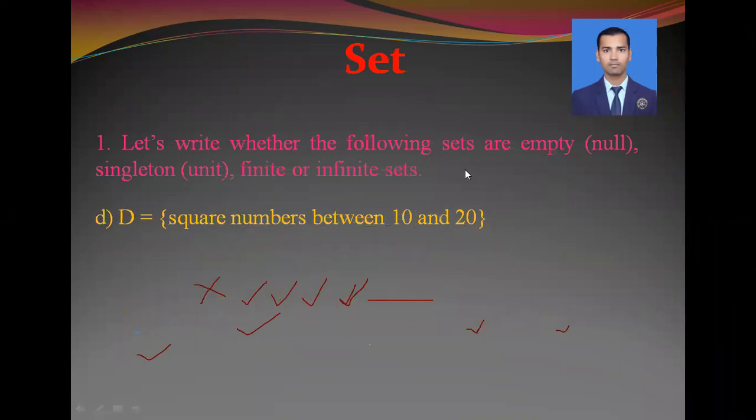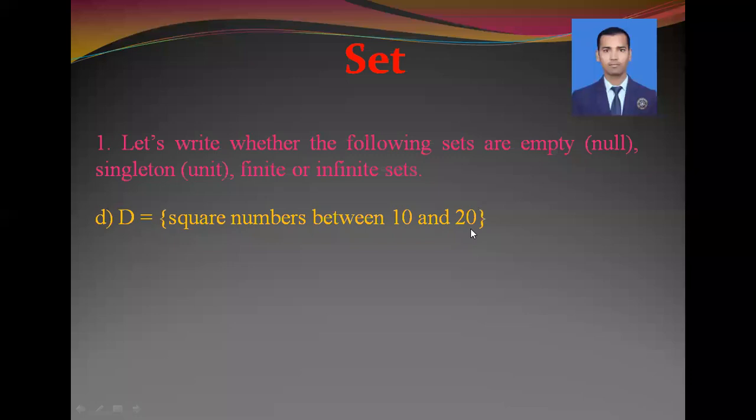In the same way, we have the fourth question. As we identify the empty set, finite set, infinite set, similarly, how can we find a singleton set, that means a unit set? For that, we have a given question here: the square numbers between 10 and 20.